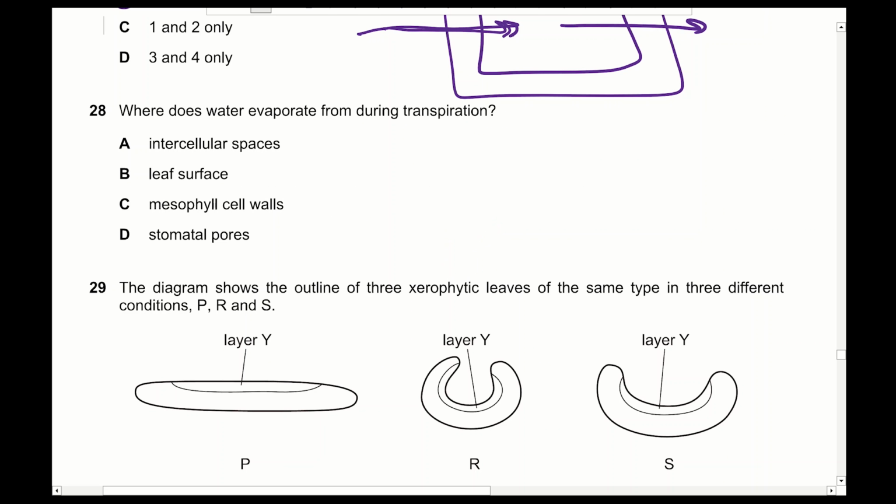Question number 28. Where does water evaporate from during transpiration? So the answer is going to be mesophyll cells. The reason for this is that the mesophyll cells are the main photosynthetic cells found in the plant leaf. Therefore, they produce the most water since this is the product of photosynthesis. Therefore, water would evaporate from the plasmodesmata into the cell walls of the mesophyll cells. Therefore, the answer is going to be C.